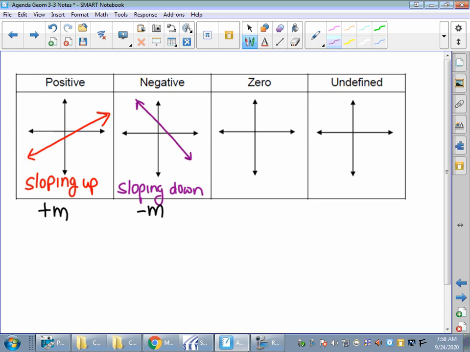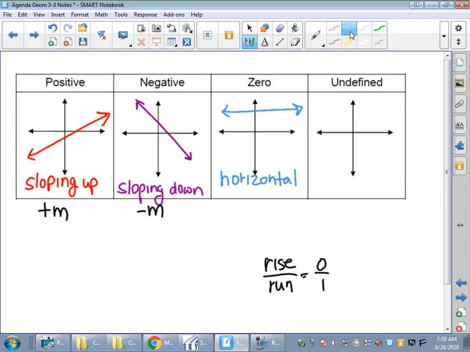Zero and undefined slopes are very interesting. Let's just draw those out. Zero, remember, rise over run. Zero slope means that it's not rising at all. A zero slope is simply a horizontal line. In an equation, your slope would be 0. There would be no slope at all. I would write this down because I feel like this is really an important fact.